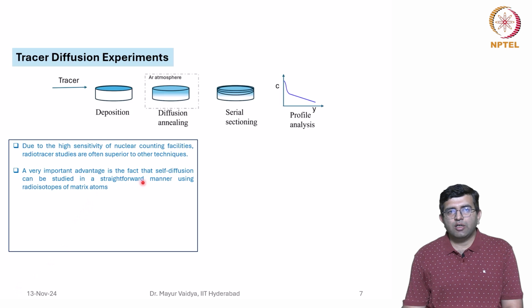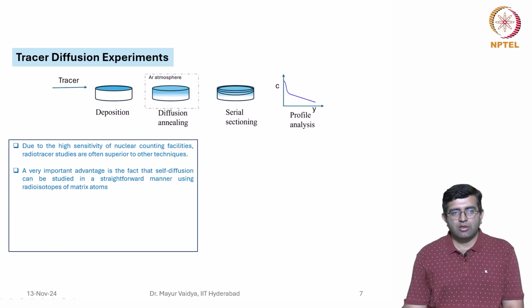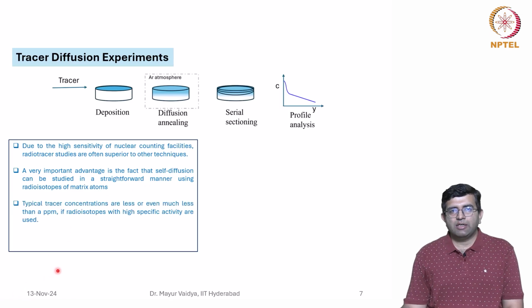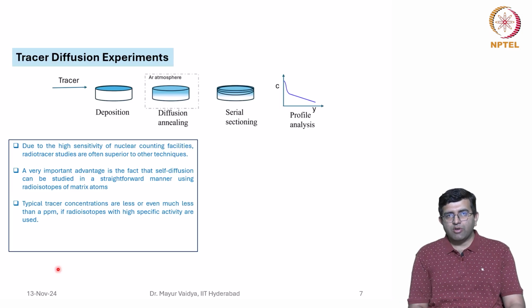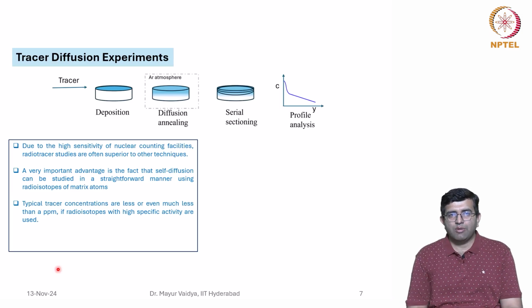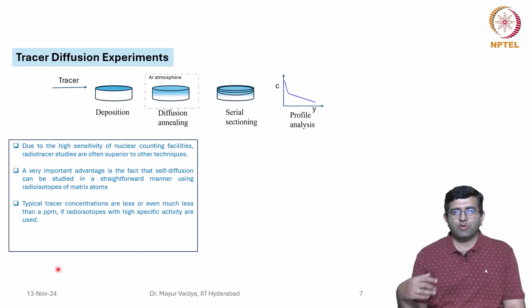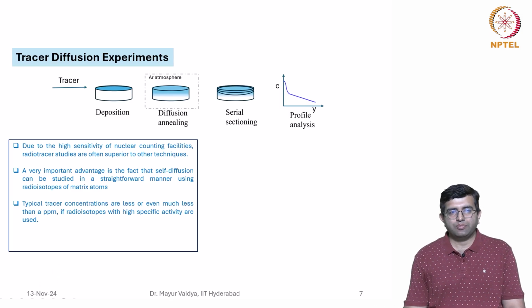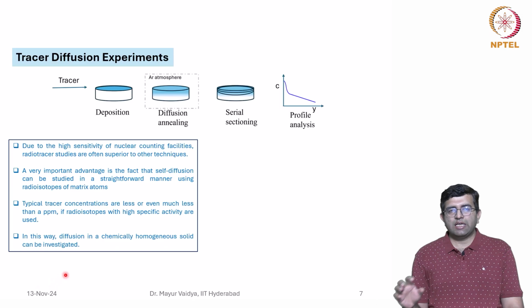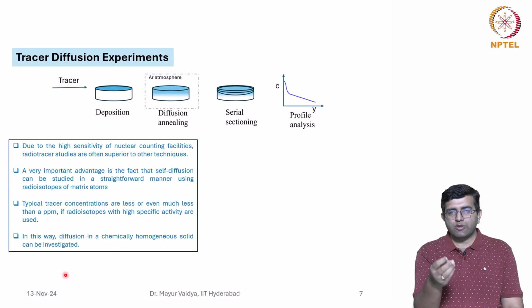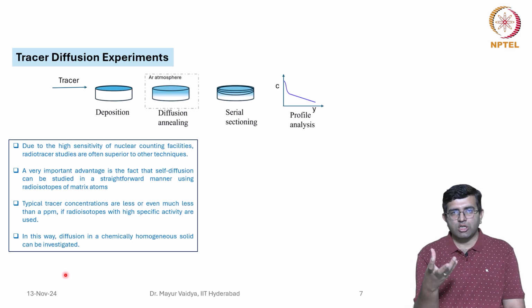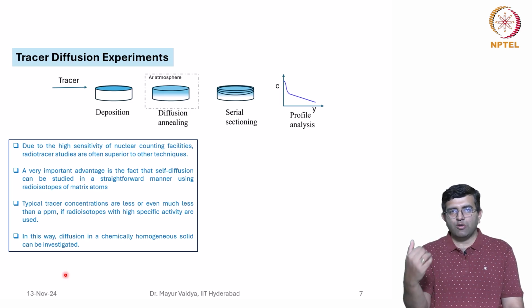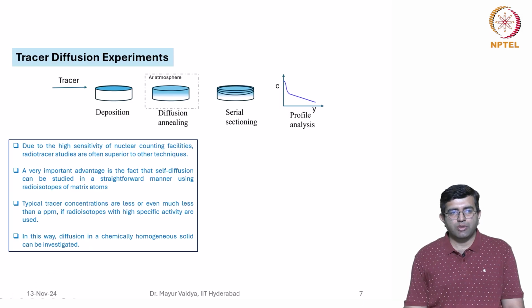And here you can study the self-diffusion coefficient in a very straightforward manner, using the radioisotopes of the matrix atoms. As I indicated before, the typical tracer concentrations are less or even much less than ppm if the activity of the radioisotopes is high. So basically, since the tracer concentrations are low, you are measuring the diffusion coefficient in a chemically homogeneous solid. Your tracer is not influencing the composition of your sample.